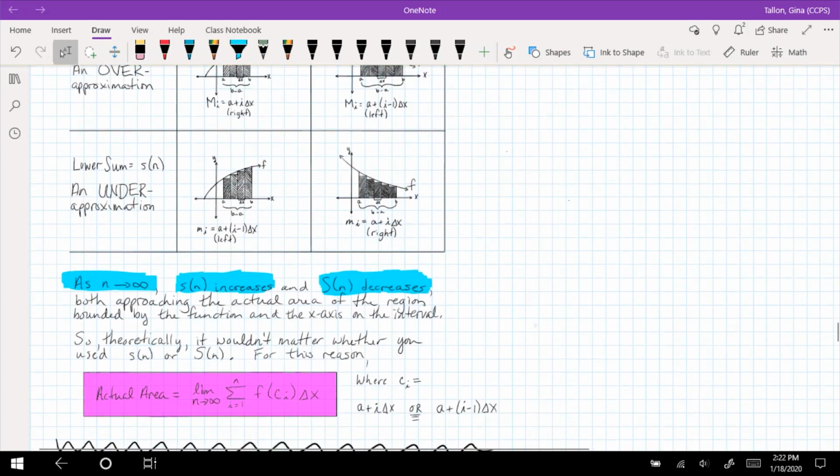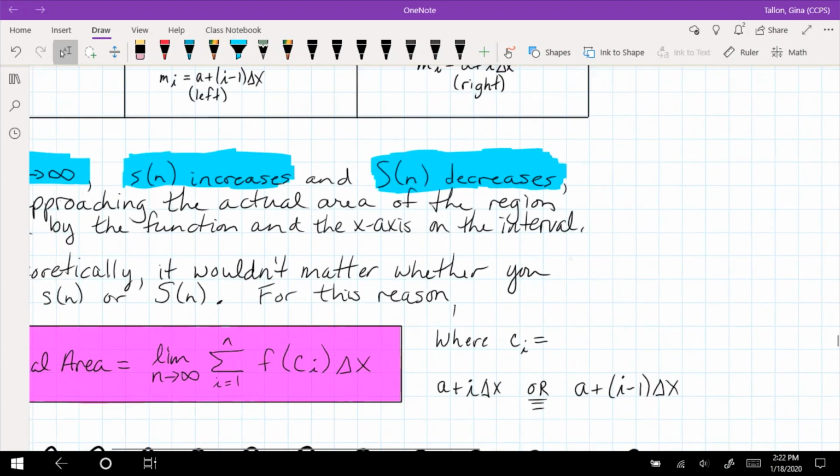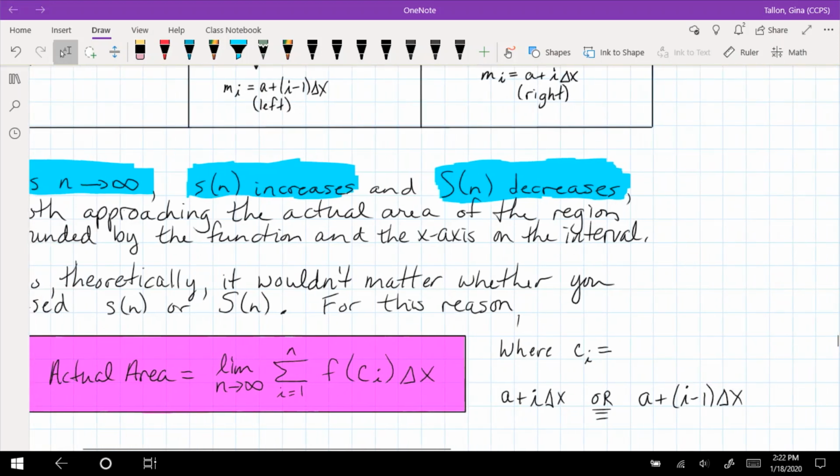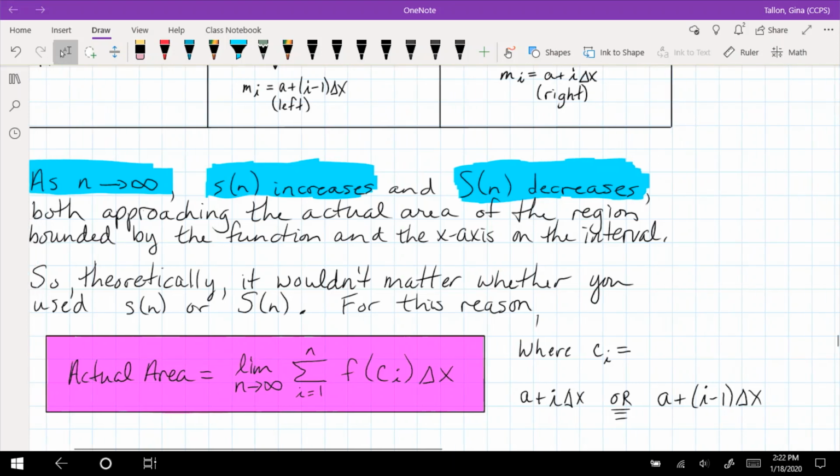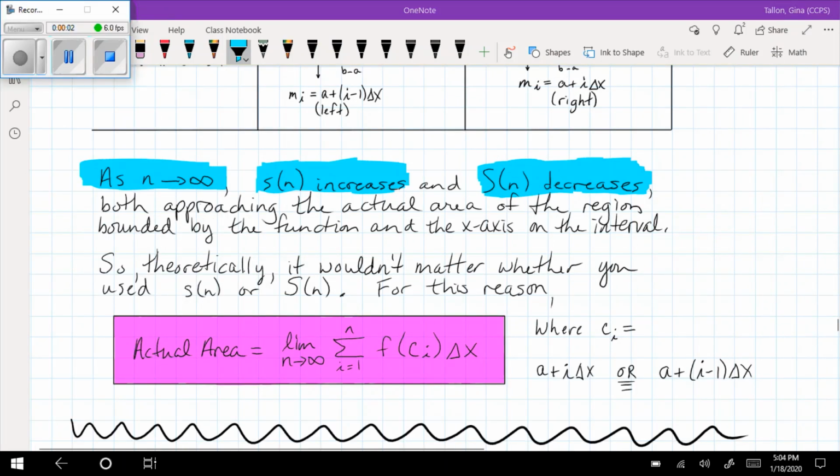And for this reason, we have a formula here that says the area itself, the actual area, is equal to the limit as n approaches infinity of the summation as i goes from 1 to n of f of, no, capital M sub i or lowercase m sub i anymore, but c sub i times delta x, where c sub i can either equal a plus i delta x or a plus the quantity of i minus 1 delta x, depending upon if you're looking for an upper sum or a lower sum of an increasing or a decreasing function. But as long as your n is going to infinity, both the upper sum and the lower sum of an increasing or decreasing function is going to approach the actual true area that's bounded by that region.